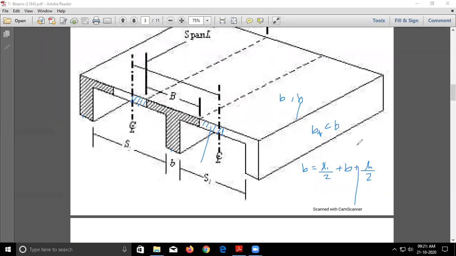Yes or no? Yes, sir. Okay. Now, why are we taking this effective width less than the actual width? Anyone can tell me whatever you feel, even if it is wrong, it doesn't matter. We're trying to understand the concept, so you can express yourself. That is not a problem.